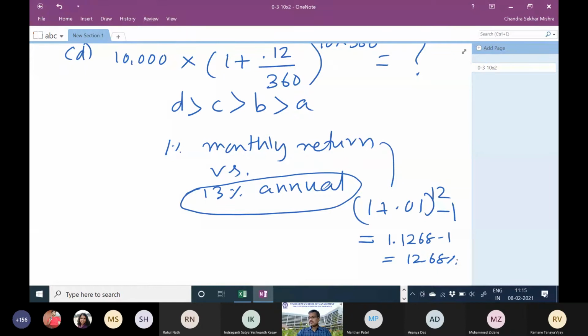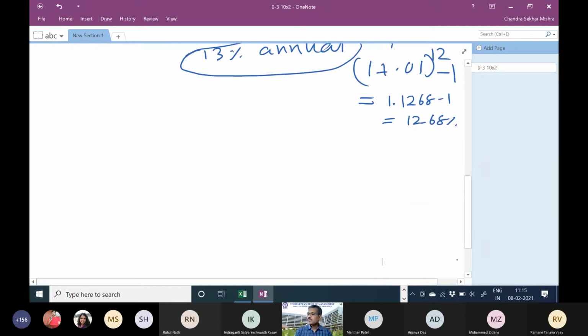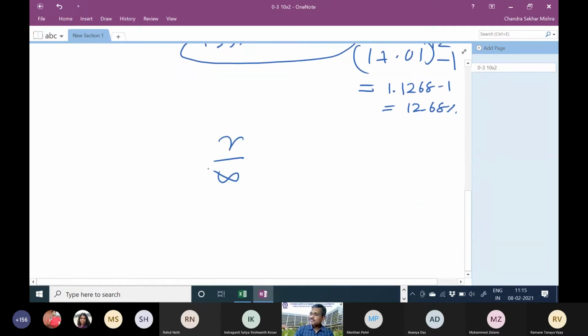The last one was continuous compounding. Continuous compounding means what? It becomes r by infinity to the power n into infinity. So what will be the formula then? Anybody who can tell me? E to the power Rn. That means n is the number of years. R is how much?